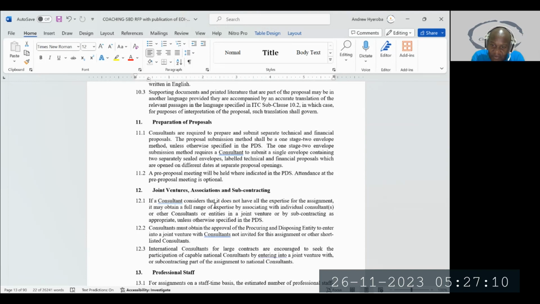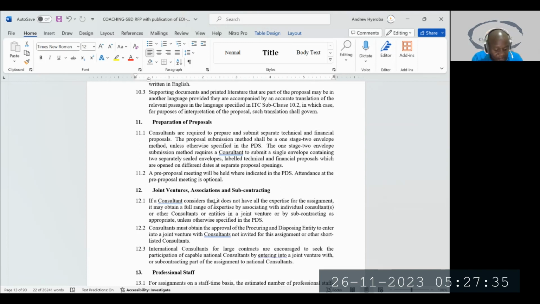The one stage, two envelope submission method requires a consultant to submit a single envelope containing two separately sealed envelopes labeled technical and financial proposals, which are opened on different dates at separate proposal openings. Then they can always have a pre-proposal meeting, and it is not mandatory for you to attend.